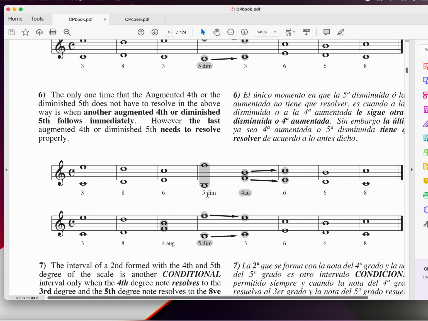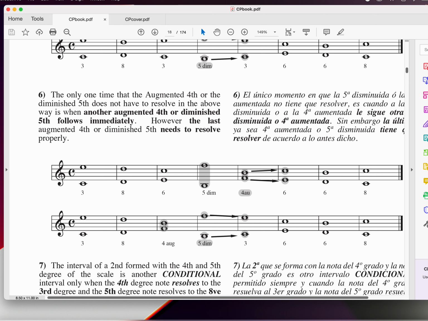But if you have a diminished fifth, you can follow it with the augmented fourth because those are the same notes. It's just like you're prolonging the resolution of these two notes. You're given the responsibility of resolving to the same notes. Why? Because they are the same. The F goes to the E and the B goes to the C.